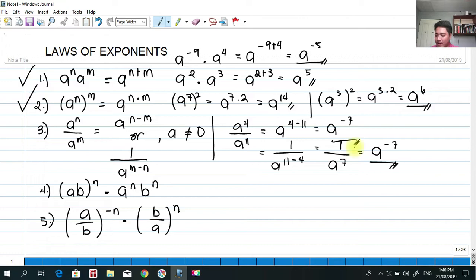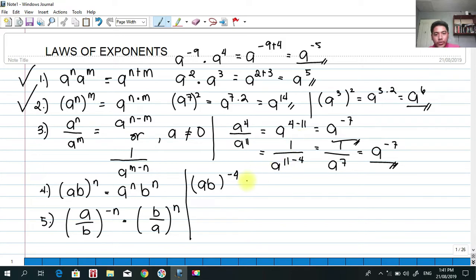So, for number 4, we have ab raised to a certain integer exponent n. Since a and b are different variables, which presumes that they are not equal, the exponent should be distributive: a raised to n, b raised to n. So, what will happen here is that, for example, we have ab raised to negative 4.